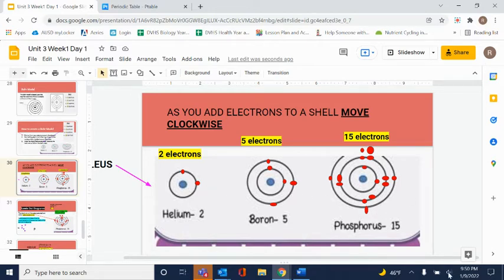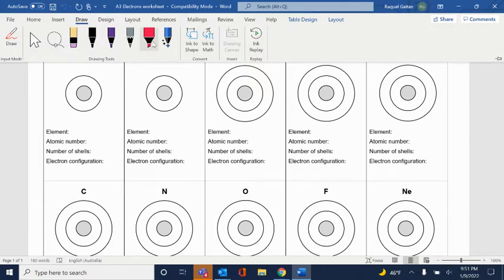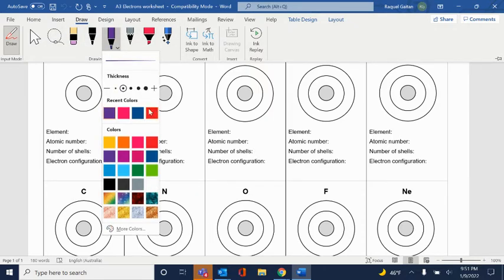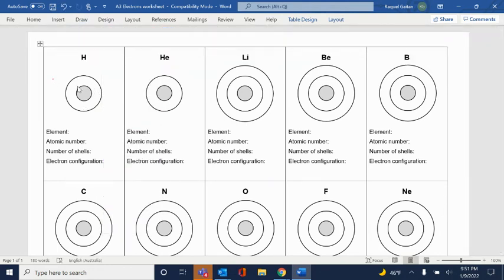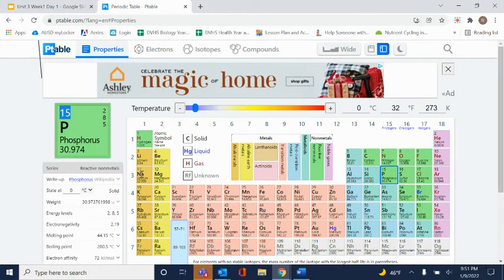Same concept. The homework looks like this. You're going to be given the number of rings needed. It's going to ask you to draw in. So I'm just using a Word document and I'm going to draw in, let's see what color. There we go. I'm going to draw in the electrons on here. So hydrogen, if I look at my periodic table, hydrogen has 1 electron, so that's super easy.